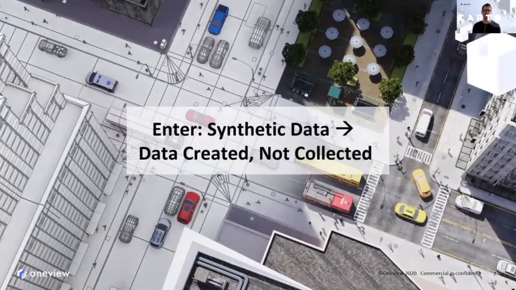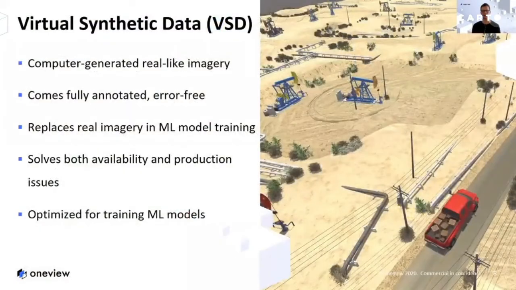Now synthetic data in a sentence is data that was generated, in comparison to the actual collection and annotation of real images. And let's take a deeper dive into what is virtual synthetic data. So those are images that were generated by the computer as they were made in the virtual domain, so they could come also fully annotated. And as there's no human in the loop, they are error-free, or as we like to call it, pixel-perfect annotations. The goal of these images is to replace real images in the training process of machine learning algorithms.